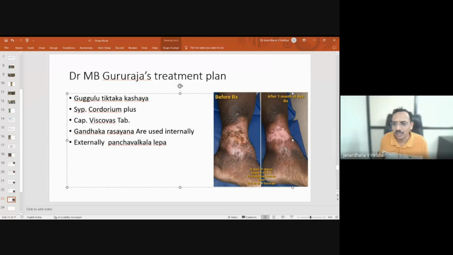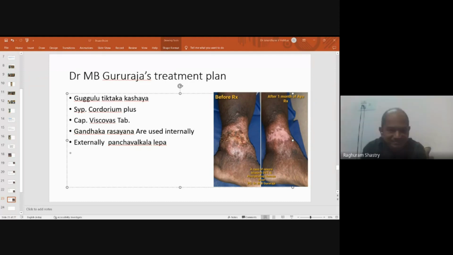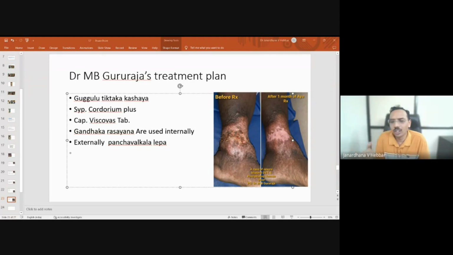Wonderful progress within a short span of 1 month, sir. Coming to obesity and vascular problems, I'll come to Dr. Gururaja sir regarding this, but first Dr. Raghuram sir. Obesity with engorged veins, and varicose veins are also very common in obesity. So how do we understand obesity and these sorts of vascular issues?